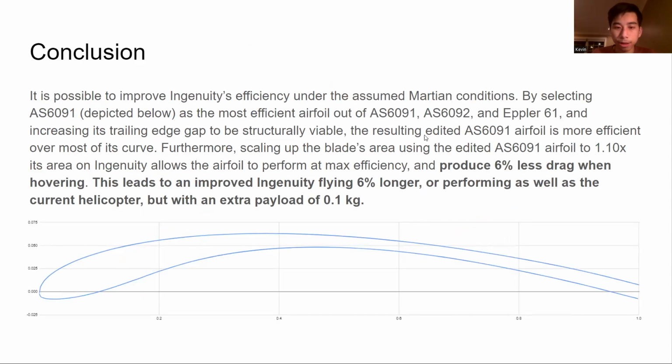Now, the conclusion of my project, and that is, it is possible to improve Ingenuity's efficiency under the Martian conditions. By selecting AS6091 and editing it as so, by changing the trailing edge gap, the resulting airfoil is more efficient. And furthermore, by increasing the blade size by 1.1 times, specifically width, we can produce 6% less drag when hovering, which leads to 6% longer flight time and an extra payload of 0.1 kilograms, which could translate to some more scientific instruments or other things like more battery or power.